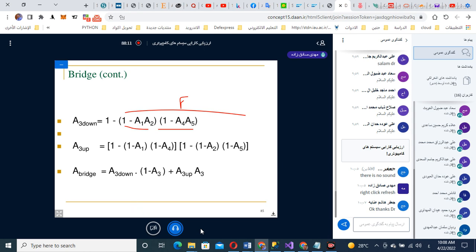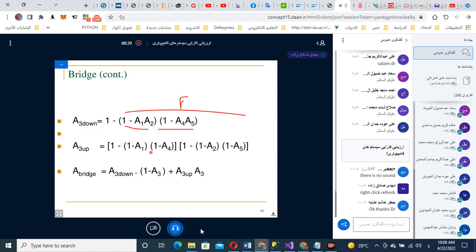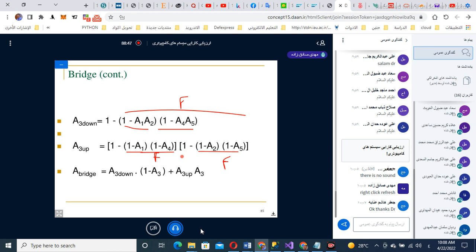And when A3 is up, here the failure rate is 1 minus A1, 1 minus A4, and 1 minus A2 multiplied by 1 minus A5. That is the failure, and reliability is 1 minus this. So that is the failure rate: 1 minus reliability, 1 minus failure, multiplied by 1 minus failure here.